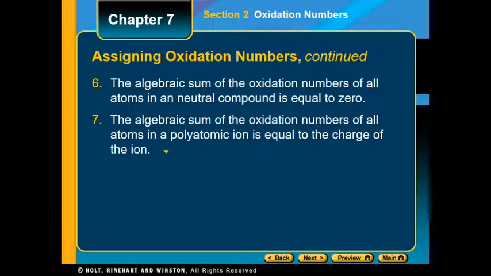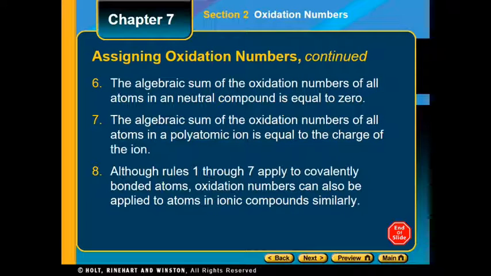Rule number 7. If you are working with a polyatomic ion, then the algebraic sum of your oxidation numbers is going to be equal to the charge of the ion. So those numbers at the bottom that you see, again, instead of them adding up to equal 0, they will equal the charge of the polyatomic ion. We will get to an example of that shortly.